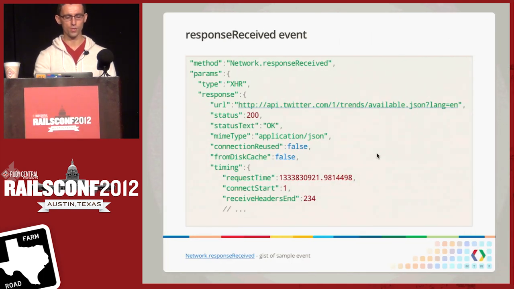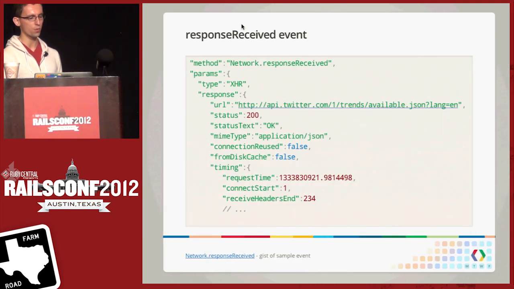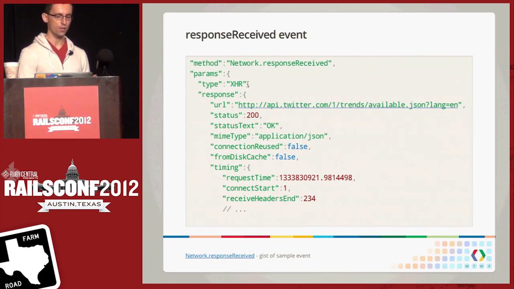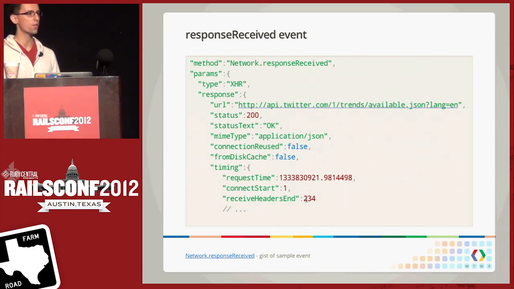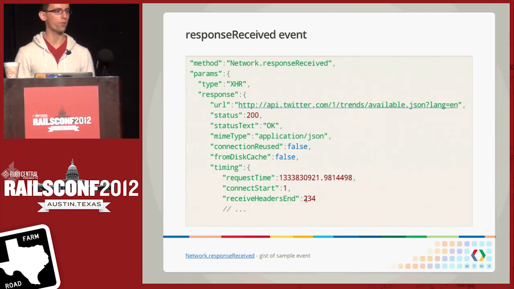And here's an example, right? We saw a lot of scrolling text. This is just one of the events, which is response received. I clipped most of it, but we can see that, for example, this specific request was an XHR, which is an Ajax request for trends on that specific page. It didn't reuse the connection. It didn't fetch anything from disk. Here is the timing data for when the request started, how long it took, and so on and so forth. So there's a lot of detailed data in here, right? And you can, in fact, instrument your Chrome to set debug points and get all kinds of stuff directly from the CLI.